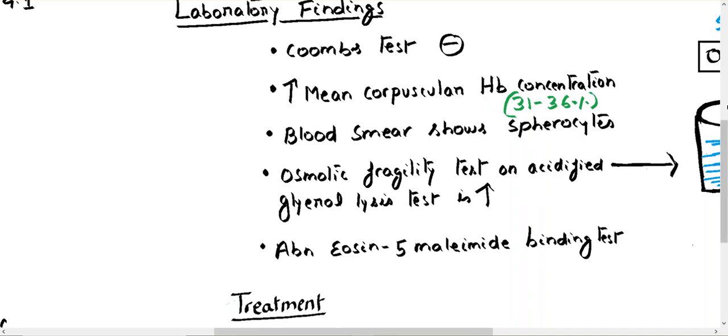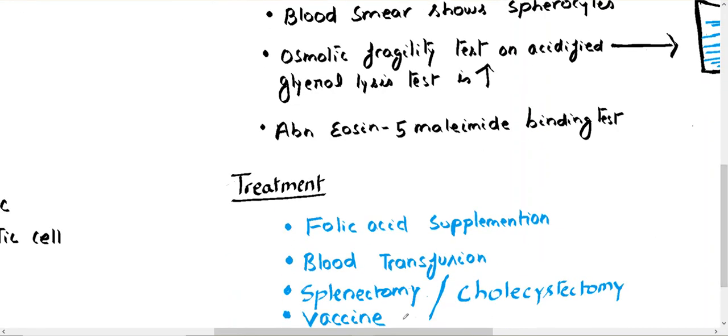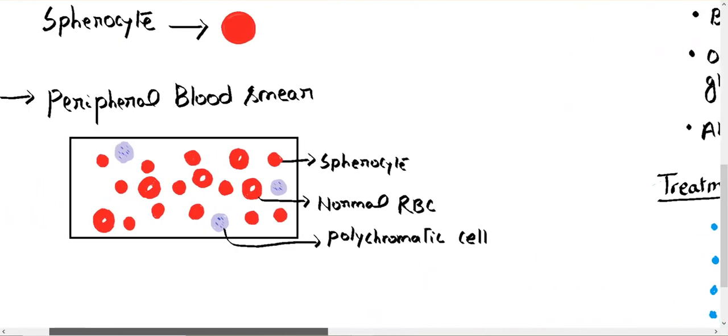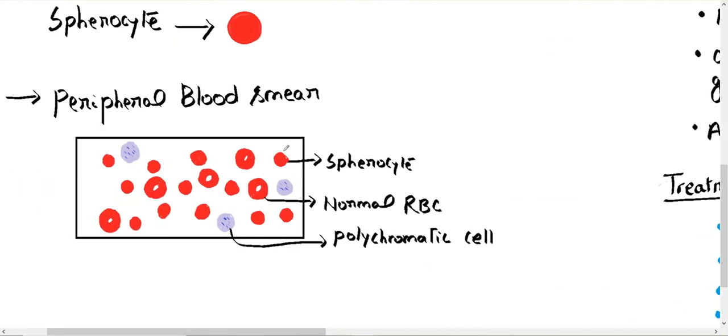Okay, and what you see in the blood picture, you see that there are a lot of spherocytes in the peripheral blood picture, as there is a membrane damage and there is no central pallor, and you can see some scattered normal RBCs. Why? Because they do have the central pallor here.